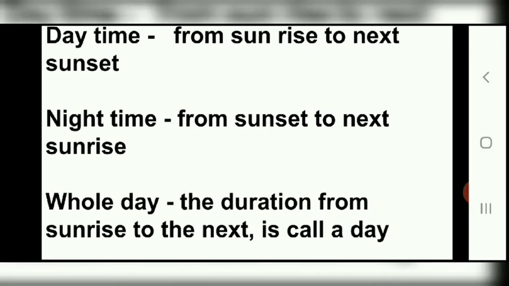So, on the basis of these observations and experience, they divided the day into the following parts: daytime from sunrise to sunset, nighttime from sunset to next sunrise, and whole day, the duration from sunrise to the next sunrise, is called a day.